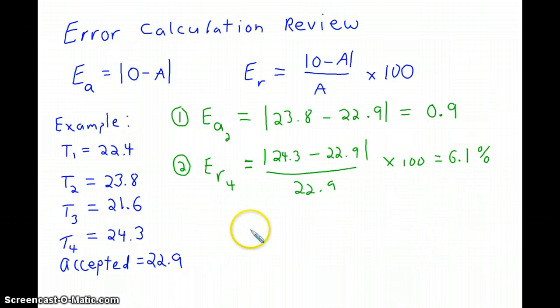Alright, we will continue on with this lesson with deviation, but as an extra note for something we're going over in class, error is a measure of accuracy. So this value we got in number 2, for example, tells us how accurate that particular trial, in that case trial 4, was. Accuracy refers to how close you are to an accepted value, and error is how we measure that numerically.